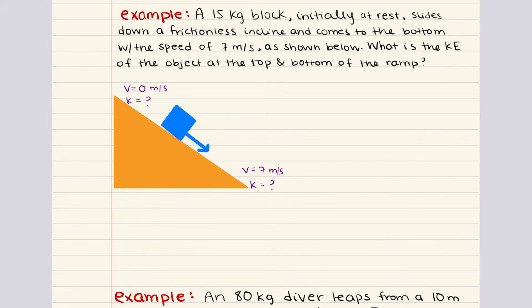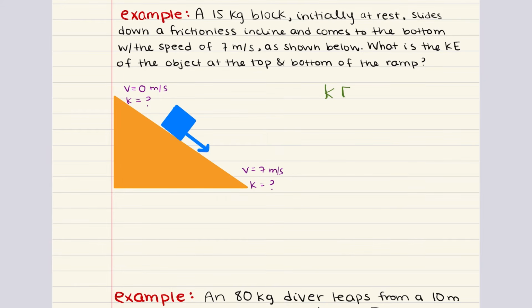This first example says a 15-kilogram block, initially at rest, slides down a frictionless incline and comes to the bottom with the speed of 7 meters per second, as shown below. What is the kinetic energy of the object at the top and at the bottom of the ramp?